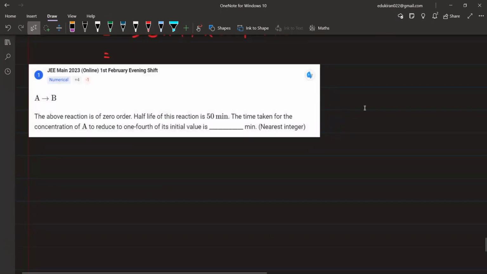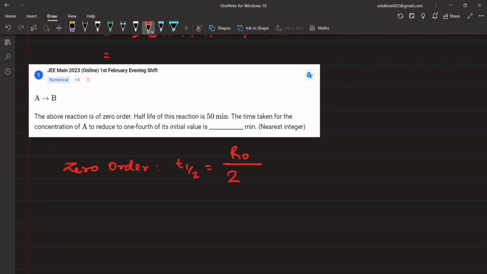The above reaction is zero order. ठीक है. Half life of this reaction is 50 minutes. So for zero order reaction, what is T half? What is the formula for T half for zero order reaction? R naught by 2K. That means the initial concentration divided by 2K. The time taken for the concentration of A to reduce to 1/4 of the initial value.